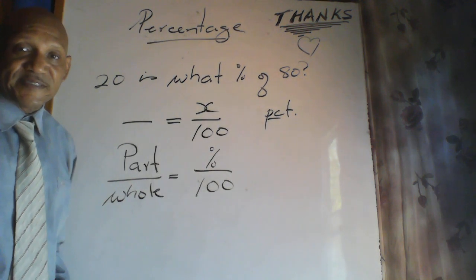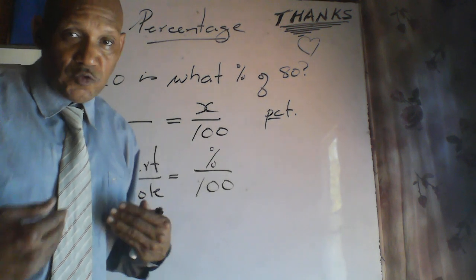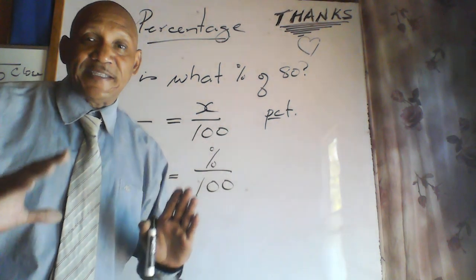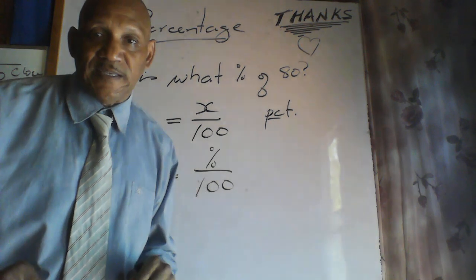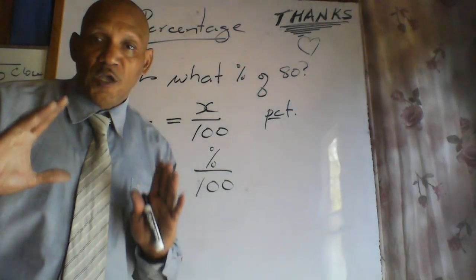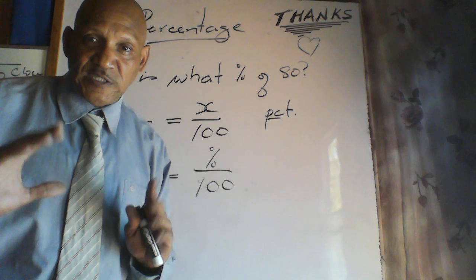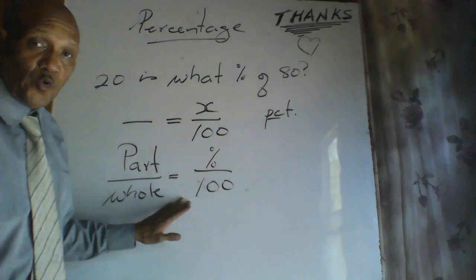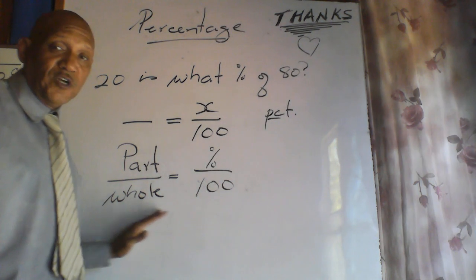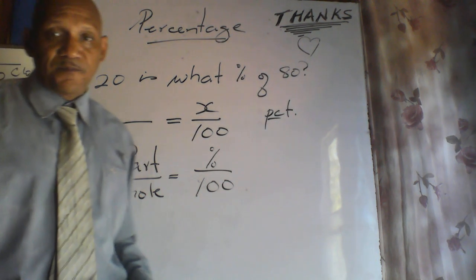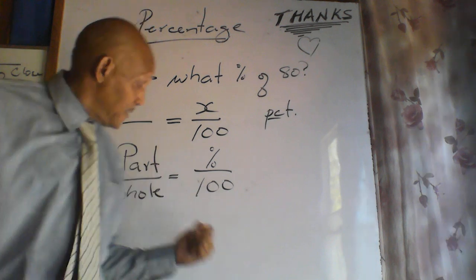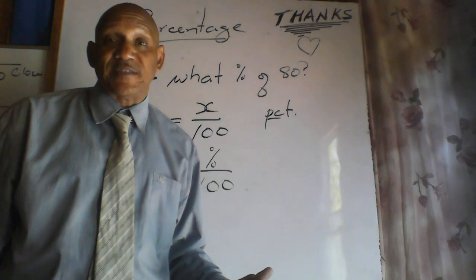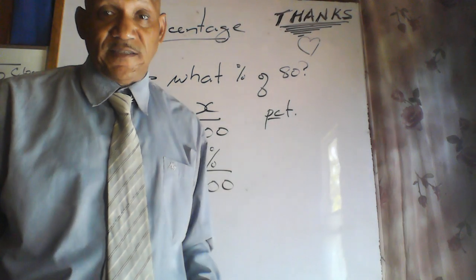So a percentage problem, to me, the best way to set up a percentage problem is to set it up proportionally. You have to figure out what the proportions are. Part over the whole is equal to percent over 100. This is how you will set it up. If you apply this little rule, you'll get it right 9.5 times out of 10. You'll get your answer right.